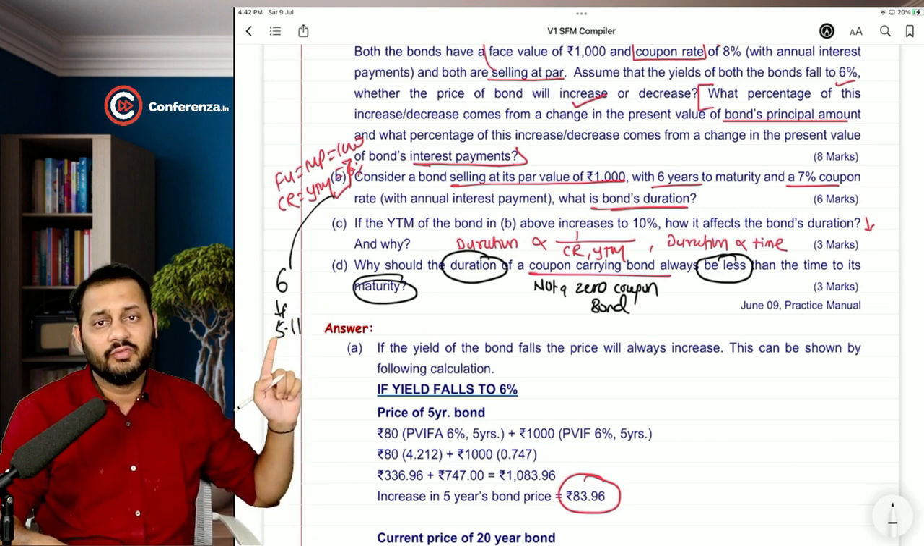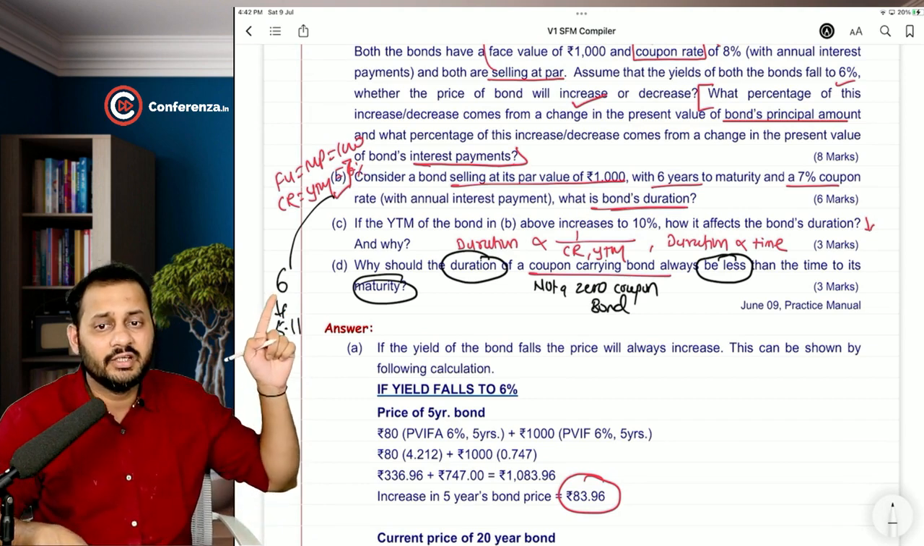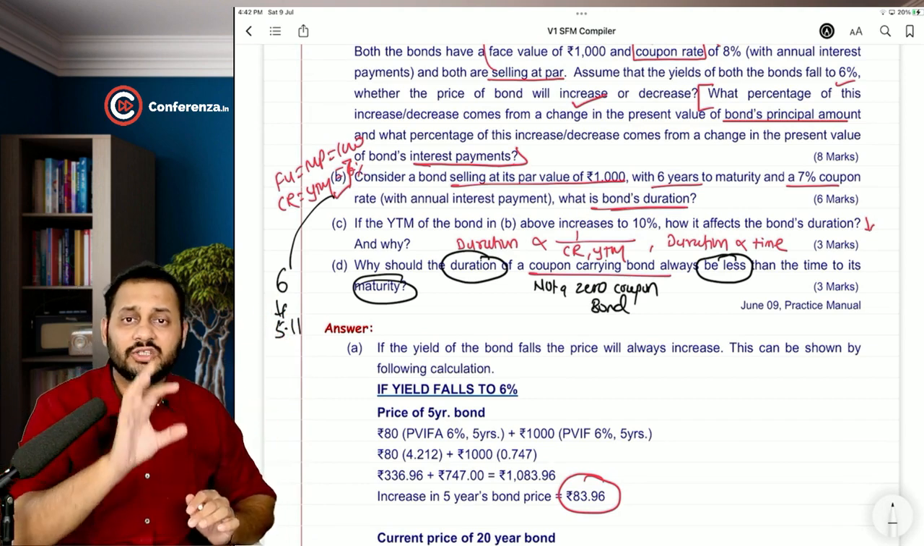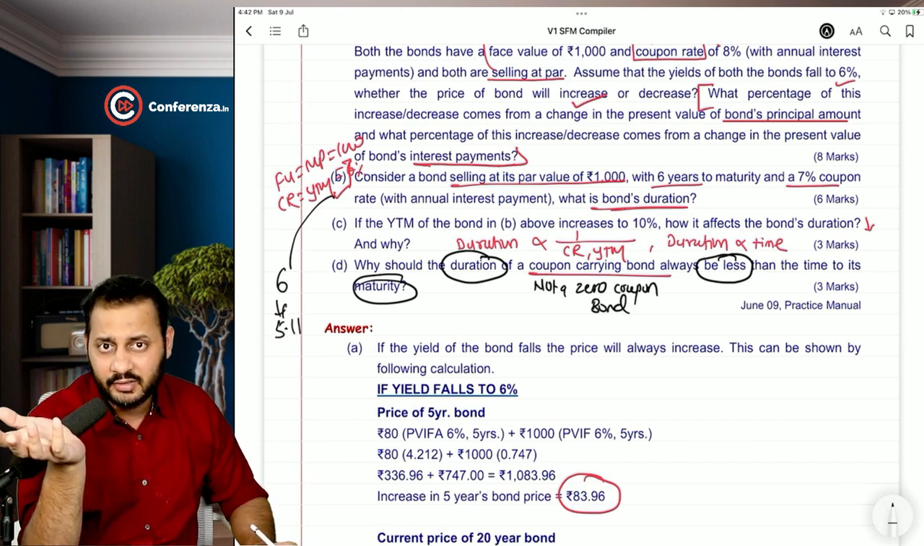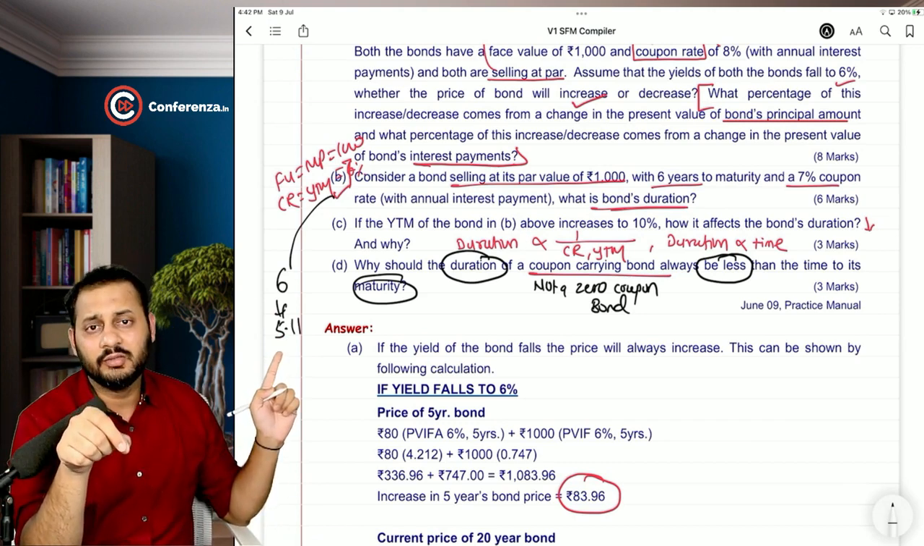So 5.11 years, it took 5.11 years just to recover our investment. And from 5.11 years to 6 years, whatever we received was only our income. We can say that. So it should always be less than the maturity.